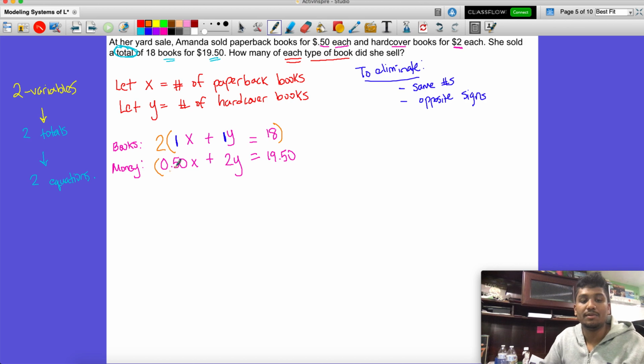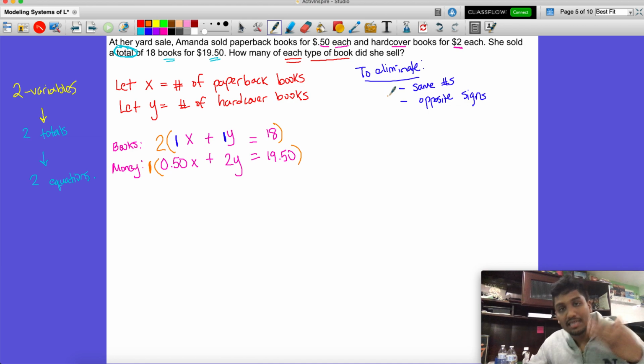And then the same thing on the bottom here. We want to get this y variable to be a 2 in the front, which we already have, so we'll just multiply by 1. Okay, so that takes care of the same numbers. Now, will they have opposite signs? Well, 2 times 1 is a positive 2. 1 times 2 is also a positive 2. So they wouldn't have opposite signs, but we can change that just by simply adding a negative.